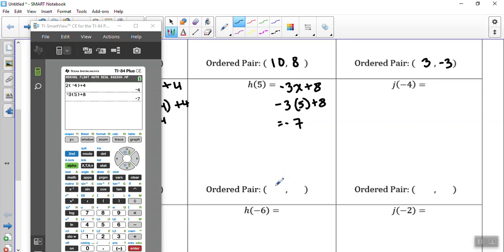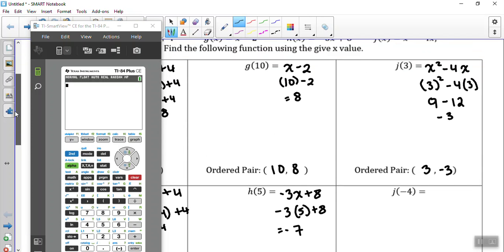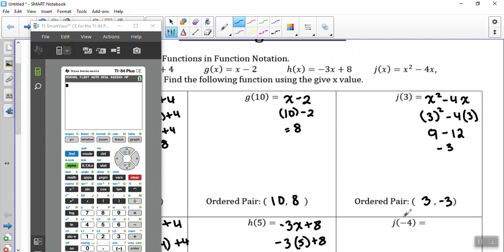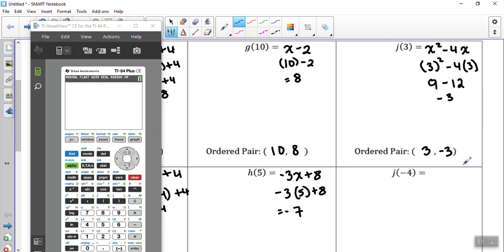Alright, so my input is 5 and my output is -7. And then my last example I'll do on this page is we have -4. First I have to call the function here. So -4, which is the j function, which is up here, x squared minus 4x.